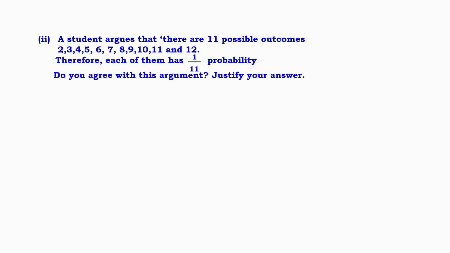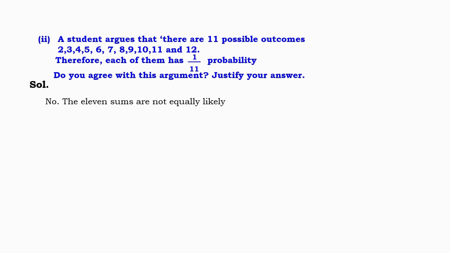Now the part 2 of this question. A student argues that there are 11 possible outcomes, that is 2, 3, 4, 5, 6, 7, 8, 9, 10, 11 and 12. Therefore, each of them has 1 by 11 probability. Do you agree with this argument? Justify your answer. Okay, so there is some student who is arguing that since there are 11 possible outcomes, that we are getting the sum from 2 to 12, the probability should be 1 by 11. So what do you think? Is what he's telling true, or do you not agree with the statement? Okay, let us take a look.